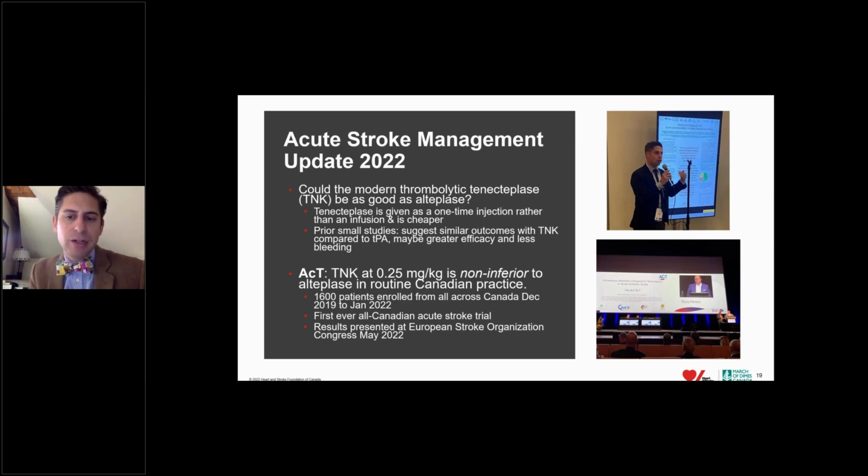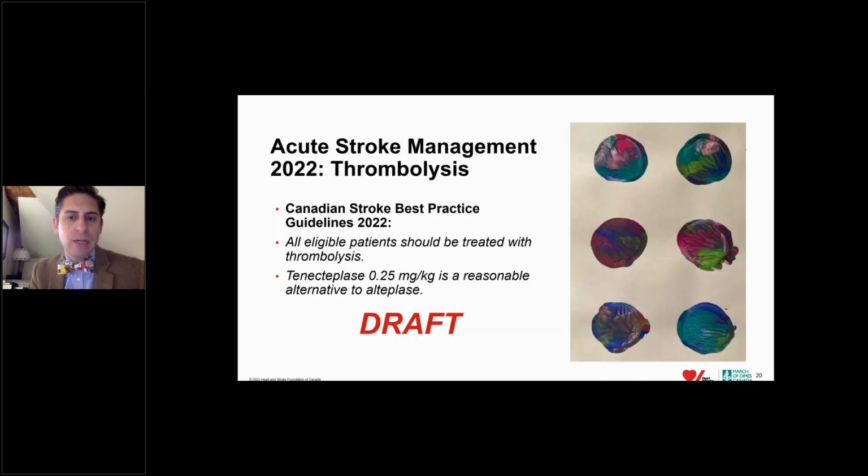And so inspired by that development, we are going to update our recommendations in 2022 to say something along these lines: all eligible patients should be treated with thrombolysis as soon as possible, and tenecteplase is a reasonable alternative to alteplase.